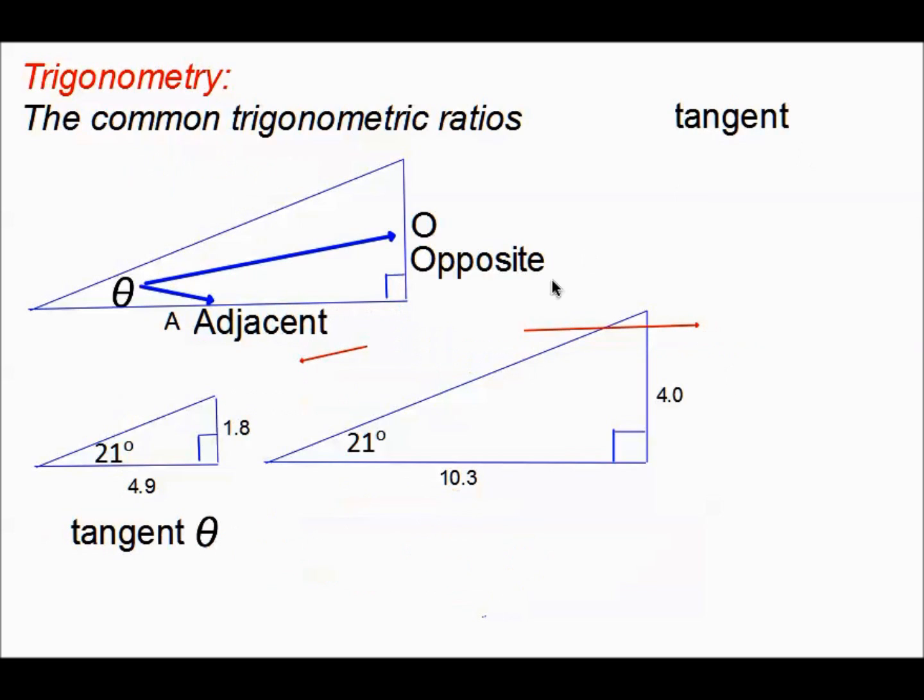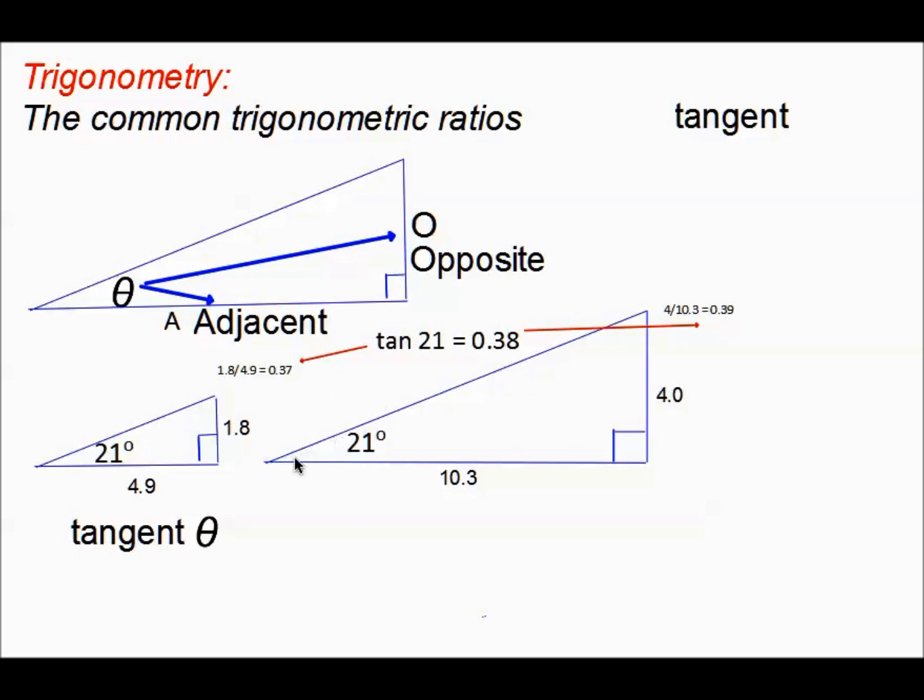And the last ratio, here the only sides of interest are the opposite and the adjacent. Opposite divided by the adjacent is called the tangent of that angle. So 1.8 divided by 4.9 for 21 degrees is 0.37. Opposite over adjacent for this bigger triangle is 0.39. A little bit of error there. That is called the tangent of the angle 21 degrees. We could look it up on our calculator and see that it's 0.38.